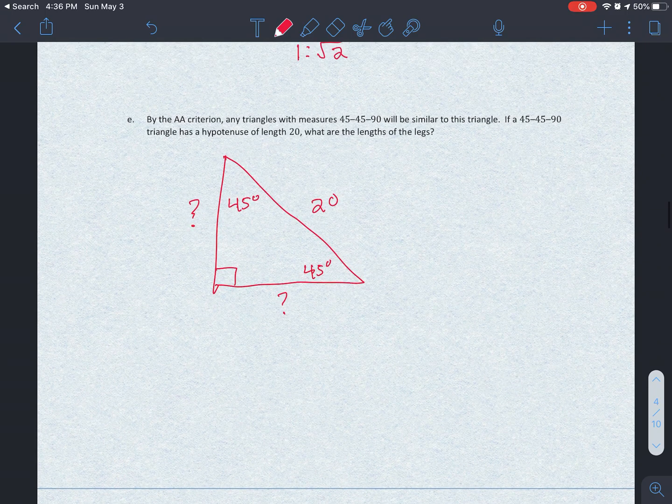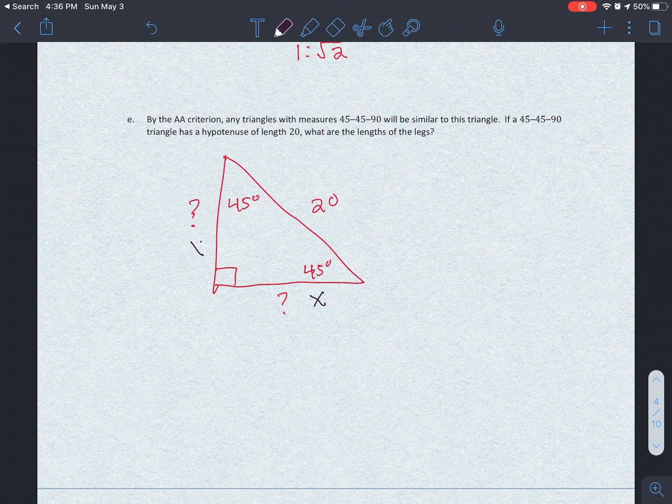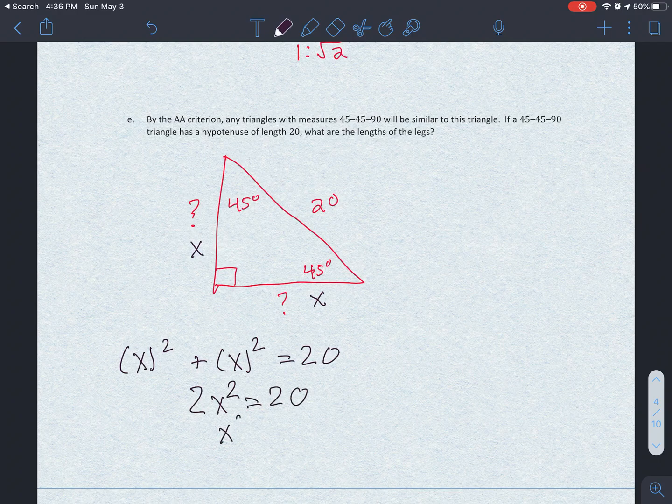There are two ways to do this. So the first way, I think it's more intuitive. So let's just say that this is x and this is x. Since we know they're the same, we can use Pythagorean theorem. So we can do x squared plus x squared equals 20. And we get 2x squared equals 20, x squared equals 10, x equals the square root of 10. Okay, so that is one way to do it, which is nice because we're comfortable with Pythagorean theorem.